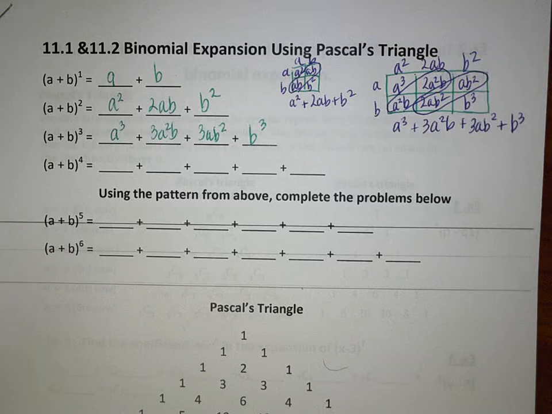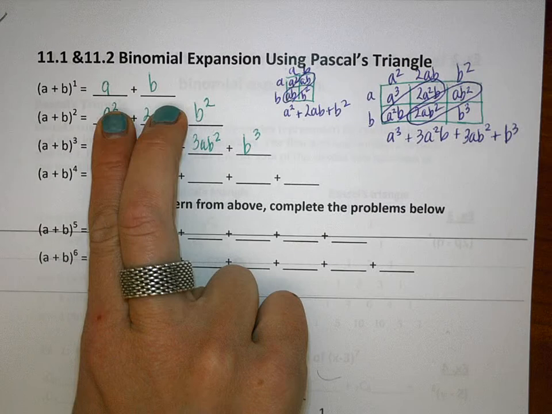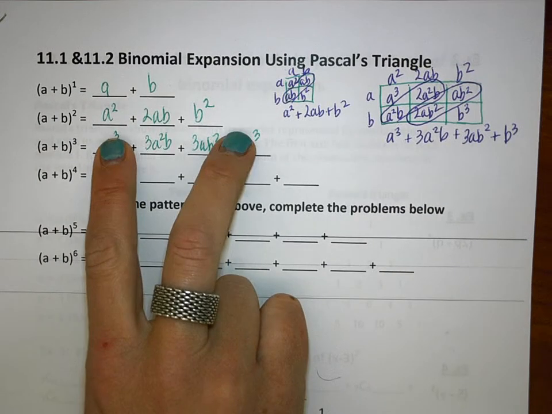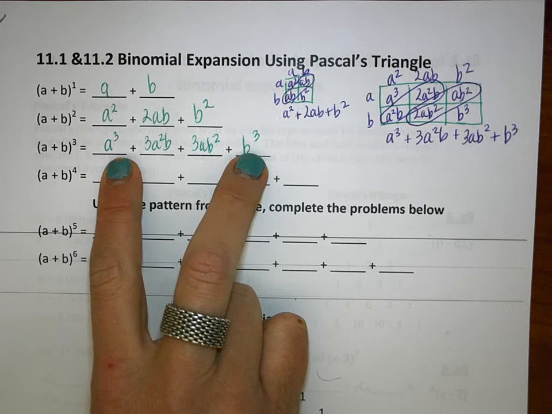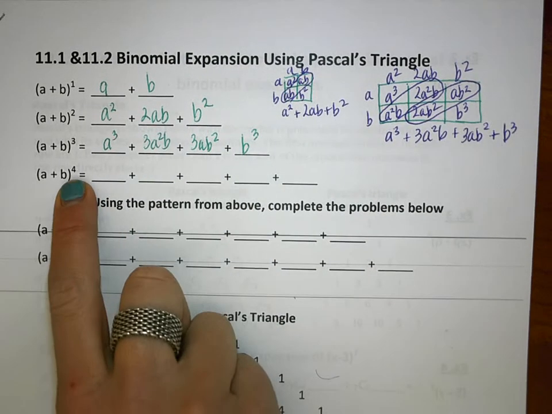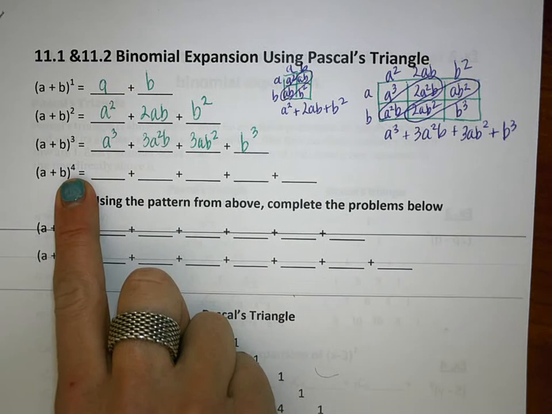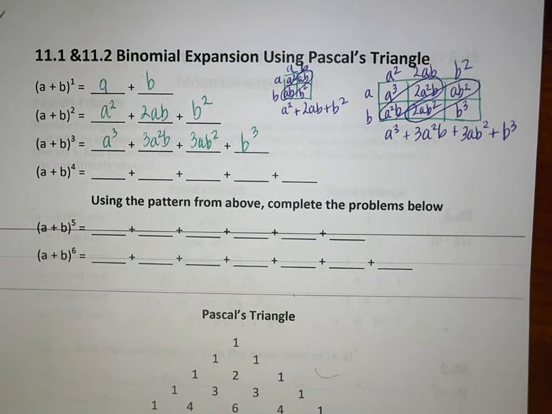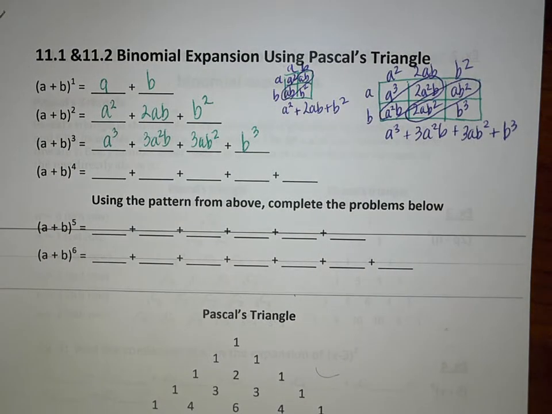Okay, so let's start looking at patterns. What do you notice? How many terms does this have? 2. How many does this have? 3. This has 4. And without counting, this one would have 5. So, whatever the exponent is, when you multiply it out, you're always going to have one more term. So if I said a plus b to the 20th power, how many terms would end up being in your answer? 21. Do we all agree with all that?